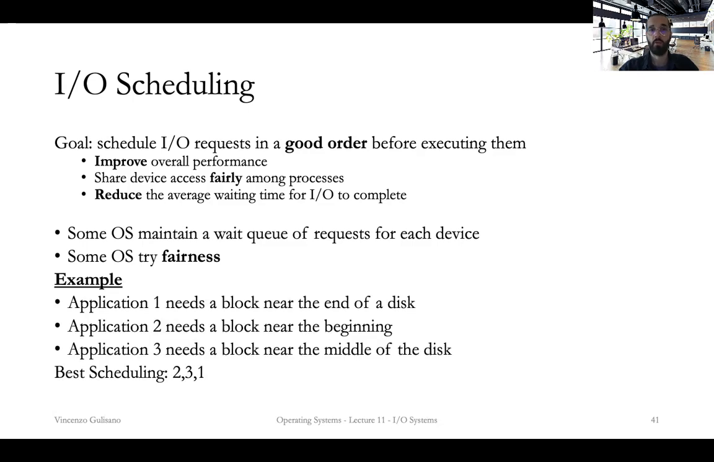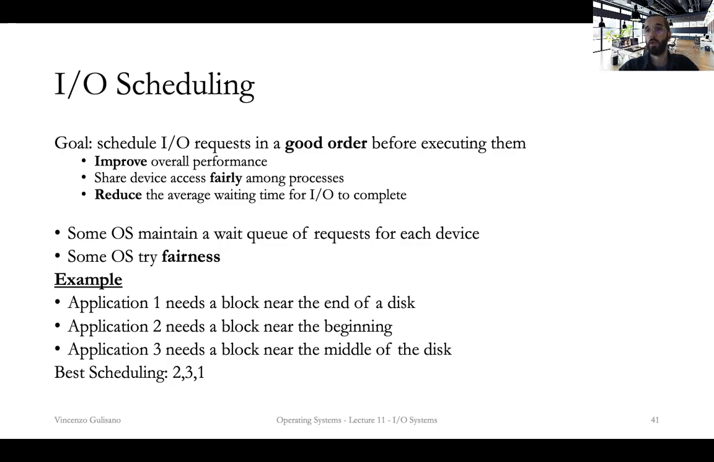The example here would be for a rotating disk. So if, let's say, you have three applications, 1, 2, and 3. One wants to read or write something at the end of the disk. The second one wants something at the beginning of the disk. And the third one needs a block near the middle of the disk. Then you see that if you just go in this order, you have to go to the end of the disk, then back to the beginning, and then go to the middle of the disk.